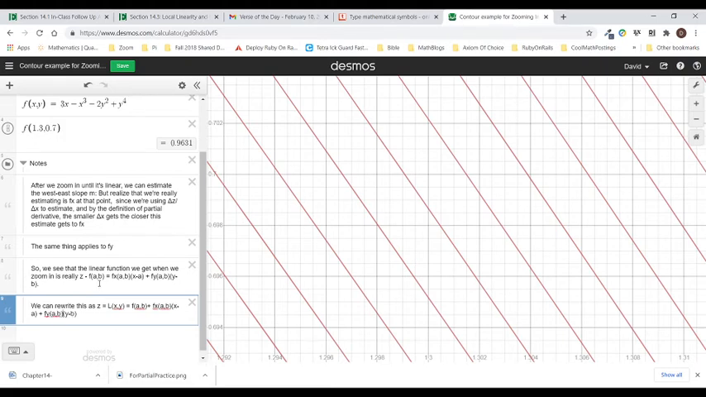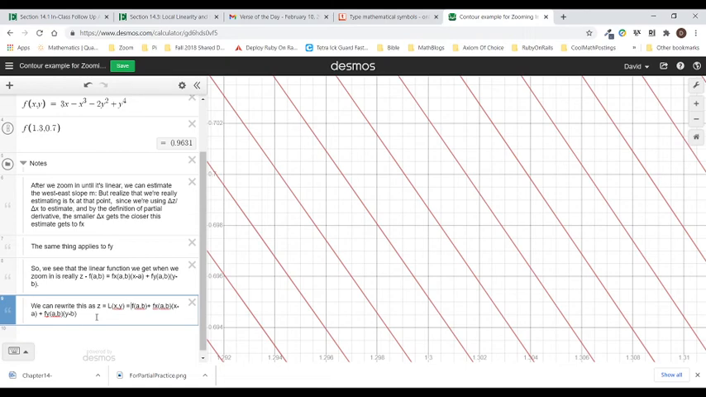Now, if I solve for z, what we're going to get is a different function. Everything after this equal sign right here is a linear function. It's a constant plus a constant times (x minus a) plus a constant times (y minus b). That's a linear function, right? This is called the local linearization of the function. This is the same thing we do in Calc 1, where we zoom in until it looks linear and we find the equation of the line.